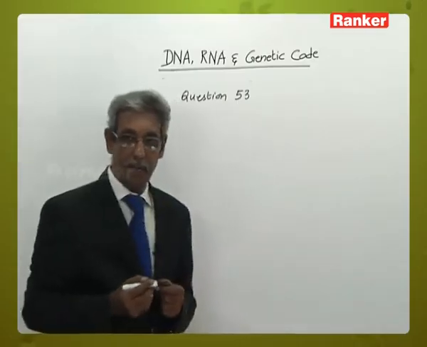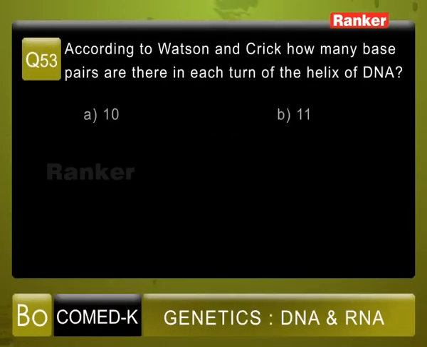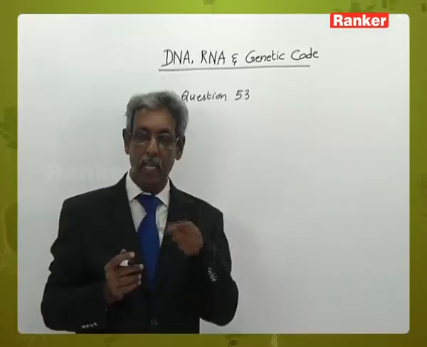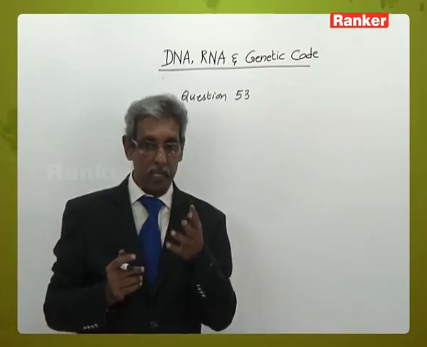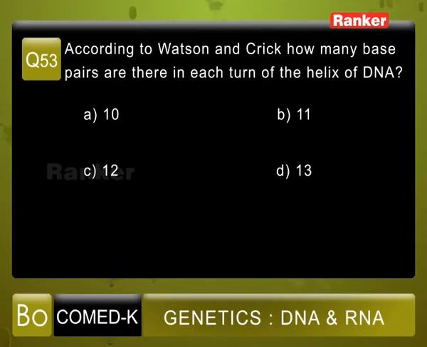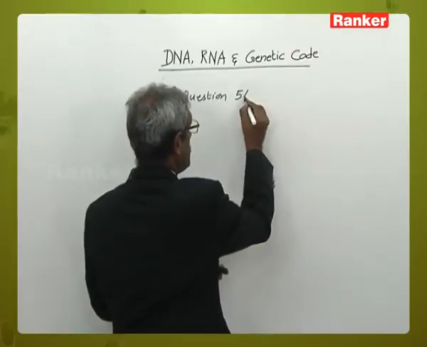Question number 53. According to Watson and Crick, how many base pairs are there in each turn of the helix of the DNA? In each turn of the helix of the DNA, according to the Crick's model, we have 10 base pairs. Hence the answer is A. We have 10 base pairs. Next we come to question number 54.